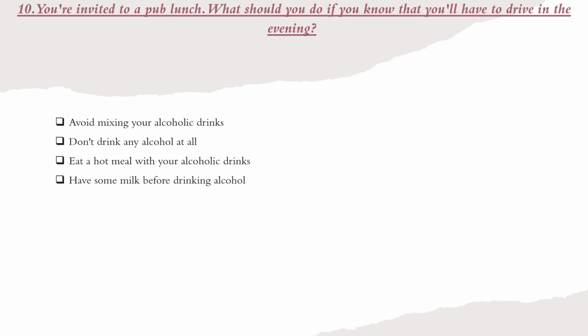10. You're invited to a pub lunch. What should you do if you know that you'll have to drive in the evening? Avoid mixing your alcoholic drinks. Don't drink any alcohol at all. Eat a hot meal with your alcoholic drinks. Have some milk before drinking alcohol. Correct answer: don't drink any alcohol at all.